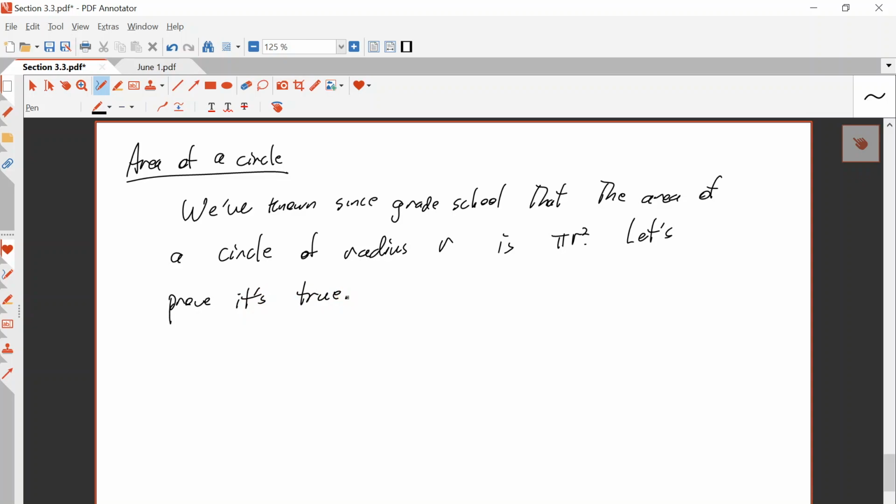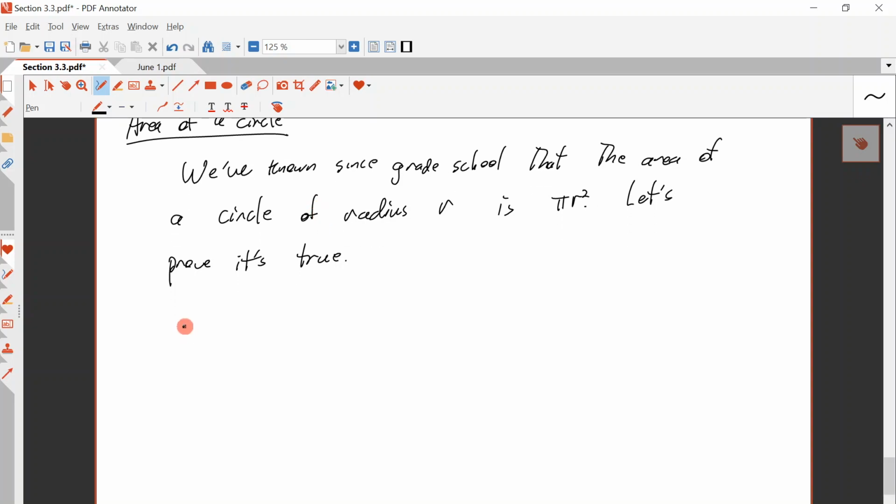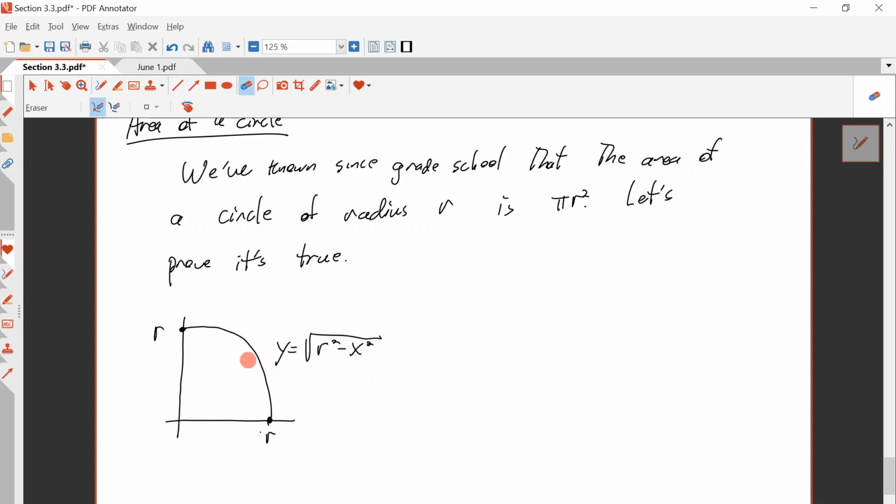All right, let's actually derive this formula that the area is pi r squared. Okay, well, the quarter circle of radius r in the first quadrant, centered at the origin, is the graph of what function? y equals the square root of r squared minus x squared. Right? That's the quarter circle. If I can get it drawn right, close enough. That's the quarter circle of radius r. All right.